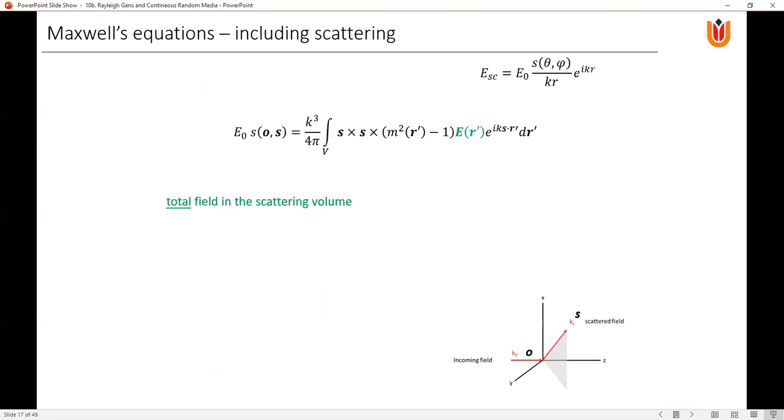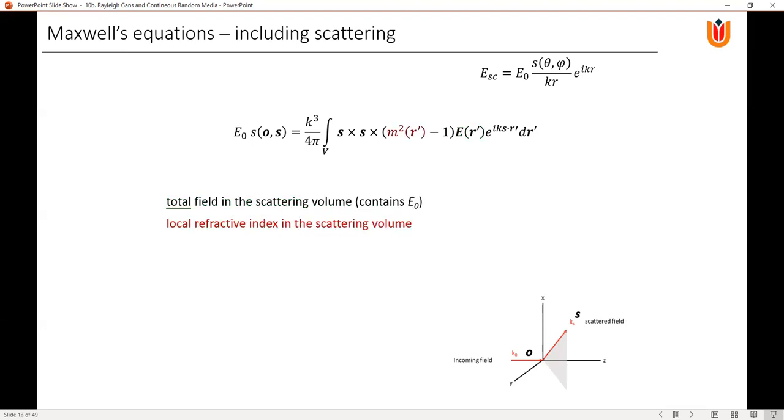The problem here is the total field in the scattering form. So we are trying to find an expression for the scattered field. Again, on the top right is the form that we've used before, where the scattered field was proportional to the incident field, and then we had some factors that describe both amplitude and phase. But now we have a complicated integral relation that has the total field in there.